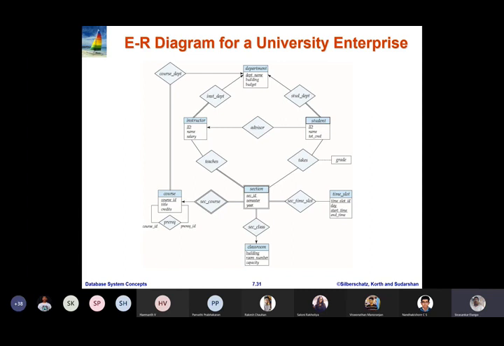Sir, so how do you represent a strong entity department? So department is a strong entity in this ER diagram. So how do you represent a strong entity?